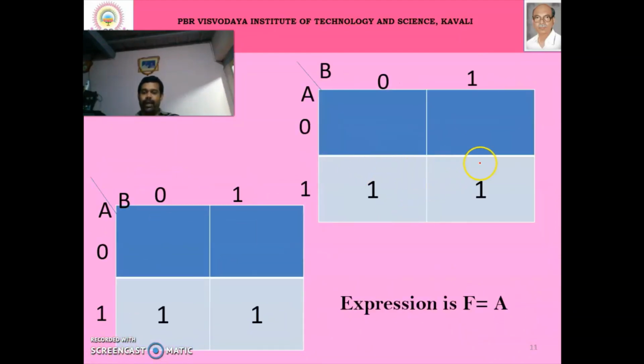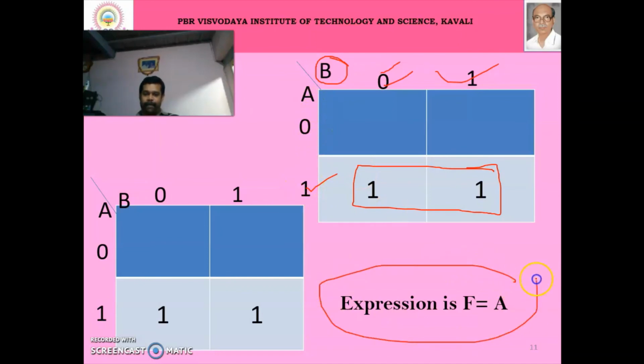Next, if you have two ones like this, we can group in this manner. For this grouping also, we have considered only one row and two columns. In these two columns, the value of B is changing. Here it is 0, here it is 1. So no need to consider the variable B. In this row, there is only one variable and the value is not changing. It is 1, so we have to consider it. Since it is 1, it is A. So if you have two ones like this, you can group in this manner.